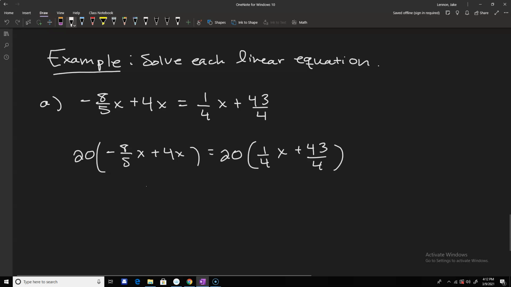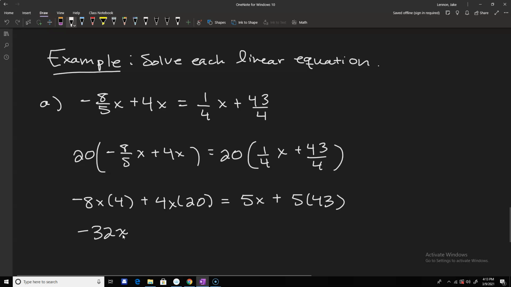So when we have 20 divided by 5, that will leave us with 4. So we'll have minus 8x times 4. And then the next one will have just 4x times 20. And then when you go through the next one, 20 divided by 4 is going to leave you with 5. So we have 5x. And then 20 divided by 4 is again going to leave you with 5. So we have 5 times 43. So now we're just left with this normal looking linear equation where all the fractions have gone. So we have minus 32x plus 80x, and this will equal 5x plus 215.